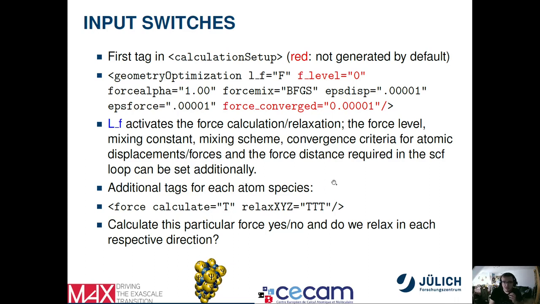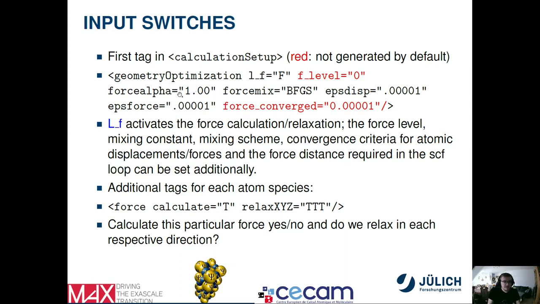So now I'm going to talk about the input switches that you need to do force calculations in FLEUR. I highlight here exactly what you will get if you just set up a normal inp.xml file by default. Except for these red switches, they always have to be programmed in or set in manually if you want to use them. You can switch on and off force and relaxation calculations with the l_f switch, F or T. You can set the force level from 0 to 3.